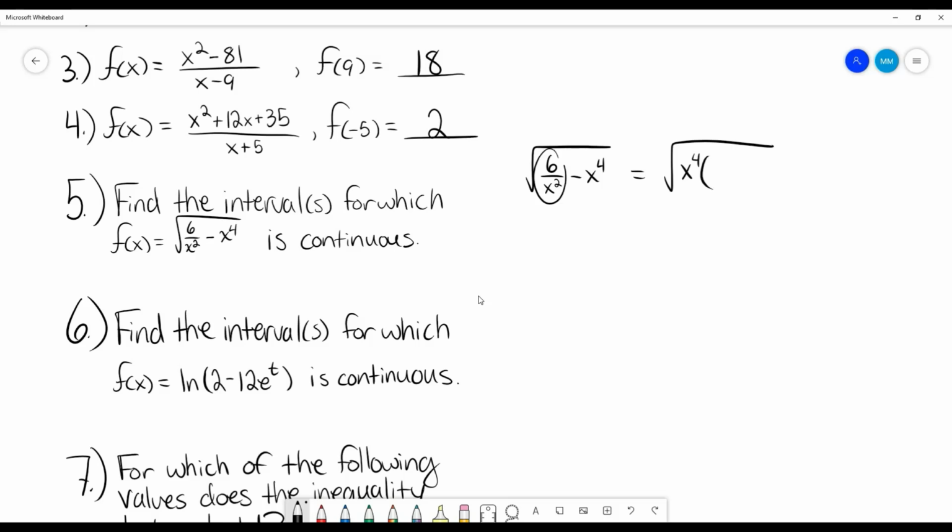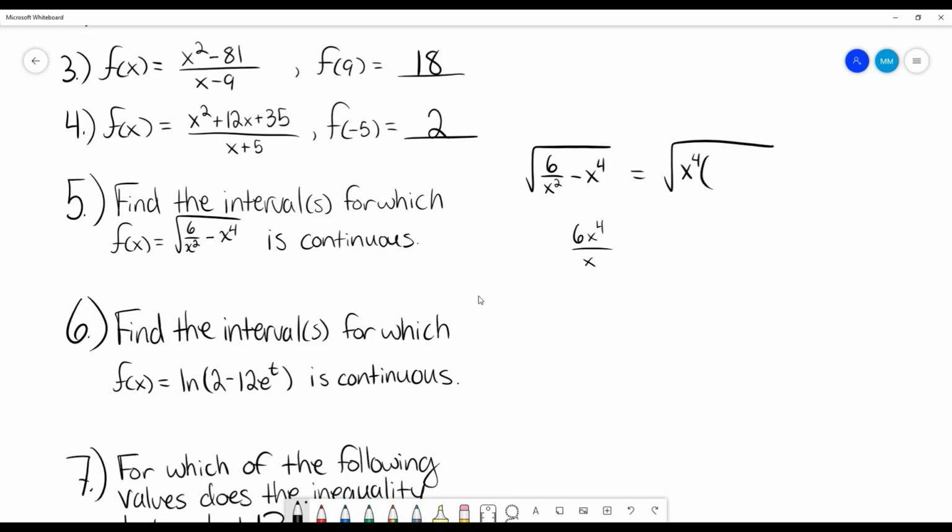And the trick here is to remember that if I had a 6x to the something over x to the something, I need this x to the 4th over x to the something is what's going to happen here, because I'm factoring out this x to the 4th. That's a little bit confusing, I know, just give me 1 second.